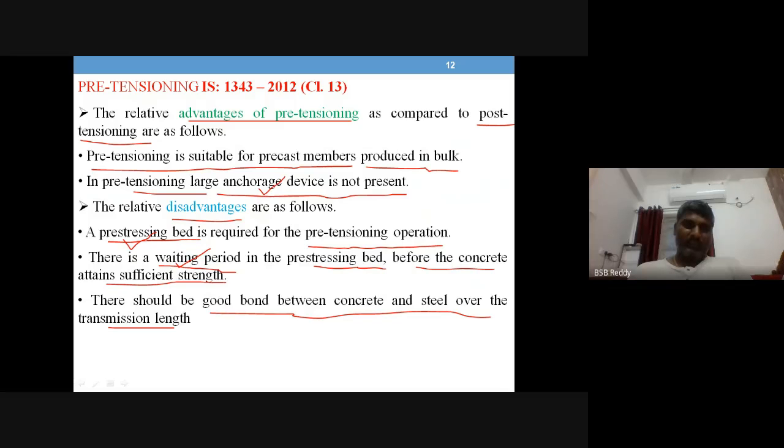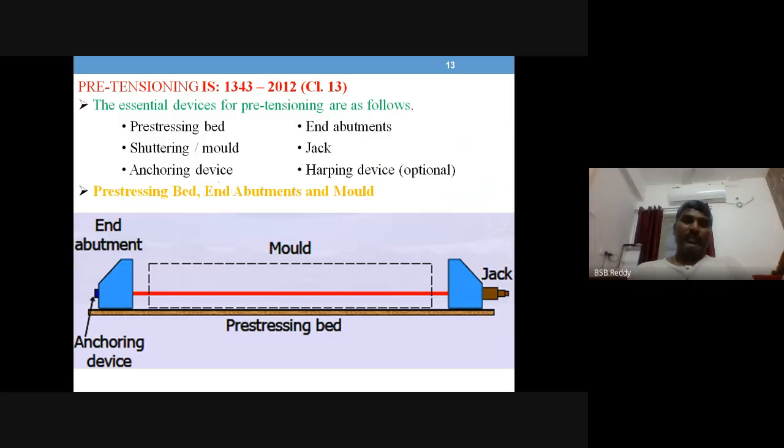Okay, so the pre-stressing bed is one disadvantage, the waiting period is another, and good bond is a problem. This is limited because bond strength is limited for the concrete, right? So these are the disadvantages. Advantages: when you want to make a number of members in bulk, maybe thousands and lakhs of them. And there is no need for special anchorage devices. Okay, a simple anchorage device is sufficient.